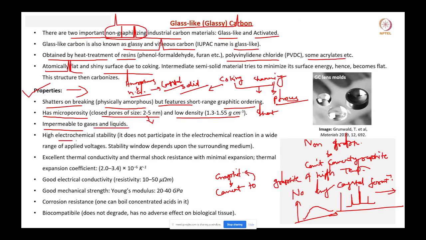The fourth one is high electrochemical stability. That's why you can do electrochemical studies, because it has very good stability and does not participate in the electrochemical reaction over a wide range of applied voltage. The stability window depends upon the surrounding medium. And there is excellent thermal conductivity and thermal shock resistance. You may know thermal conductivity, but can anybody tell me what this term thermal shock resistance means?